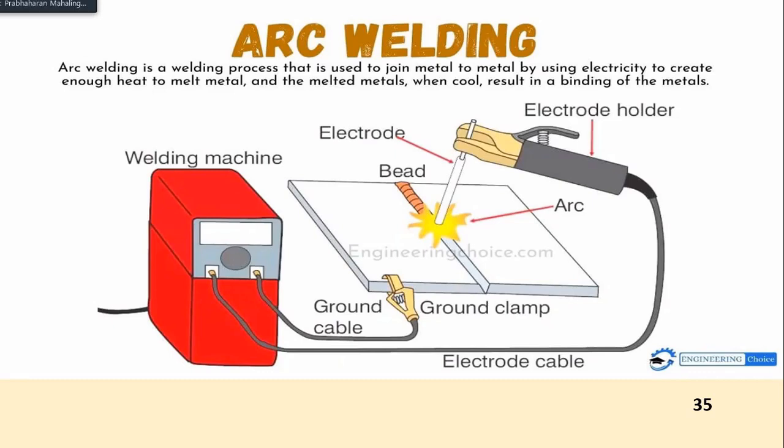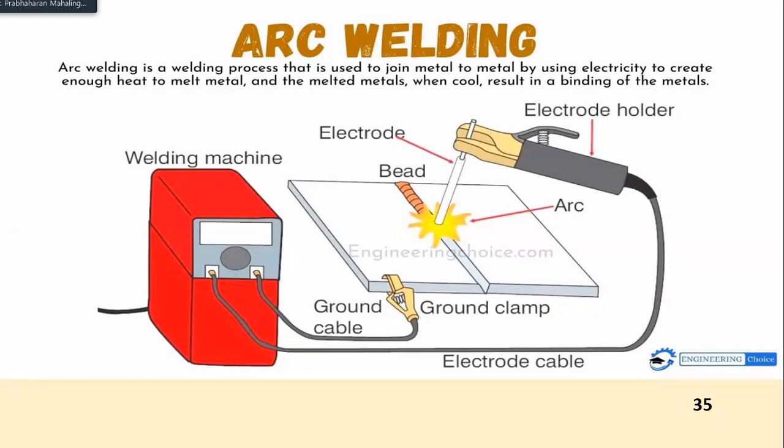Right? So there are two cables. One is the ground cable, then the electrode cable. The electrode cable will go to the electrode holder, which is holding the electrode. The bead is available. Bead means liquid drops of metal. That is bead. Liquid drop of metal.